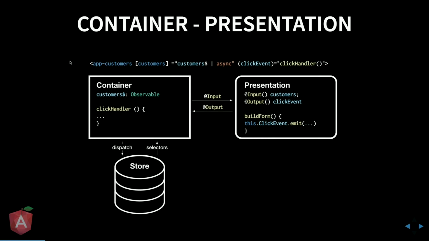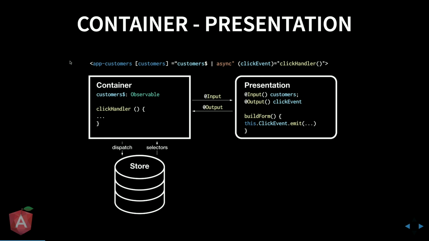So the first thing we're going to talk about is a really simple concept called container presentation. This used to be called smart components and dumb components. The idea here is that we have a container. The containers are responsible for deciding how things work. They're the ones that interact with the store, and they handle any events that are being bubbled back up. So they're dispatching actions, they're using selectors to get data from the store, and then they're using inputs to pass it down.